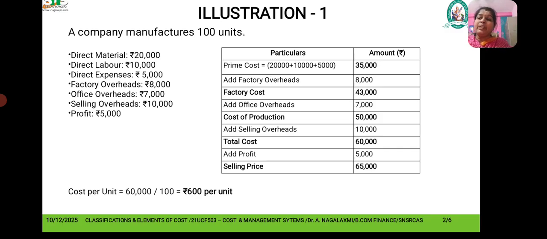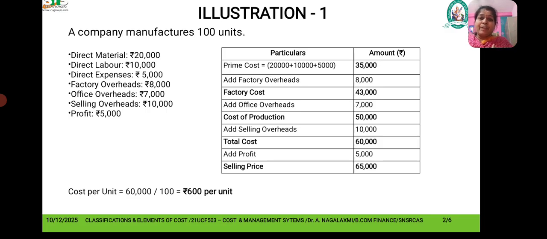Now we are going to see what is the selling price. Profit is given in the sum as 5,000 rupees. So total cost incurred for producing 100 units is 60,000 and the profit earned is 5,000. So the selling price will be 65,000 rupees. So 60,000 rupees incurred as a cost for manufacturing a product, and they made the sales of that 100 units for 65,000 rupees. They earned 5,000 rupees as the profit.